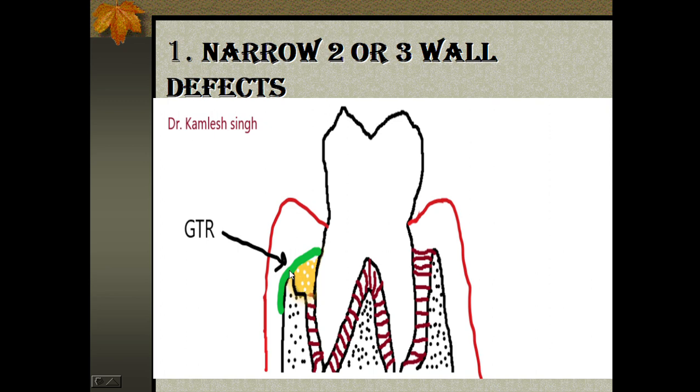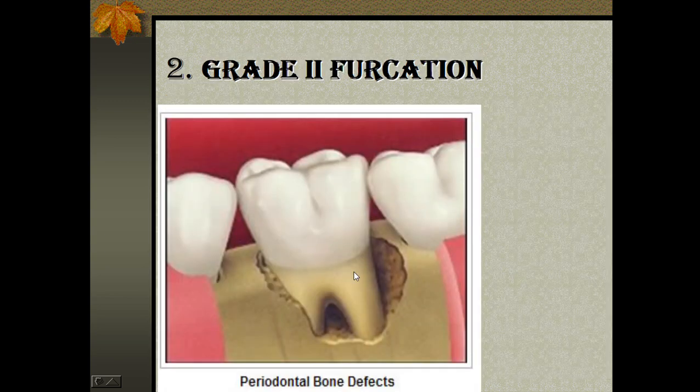This is an infrabony defect in which the base of the defect lies apical to the osseous wall. First of all we'll fill the defect with the bone graft and then we'll place a membrane in order to exclude the gingival epithelium from this healing area. So the first indication is 2 to 3 wall defect. Next is grade 2 furcation. If grade 2 furcation is there, a cul-de-sac is there, then we'll place the bone graft and then we'll put the guided tissue regeneration membrane.